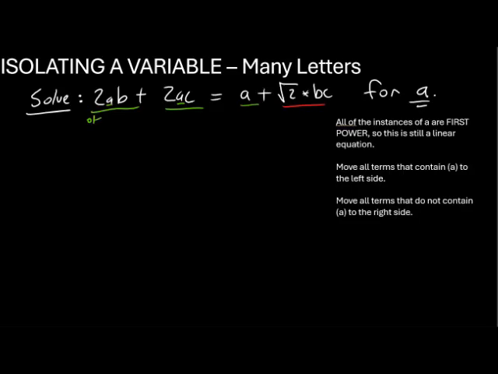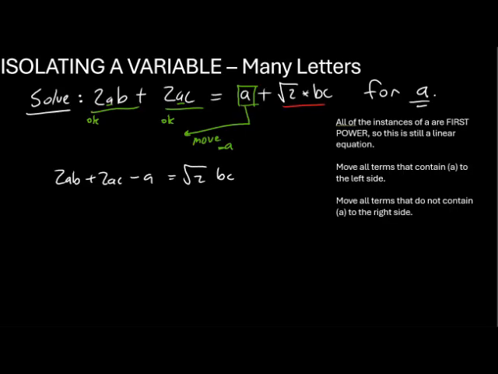2ab is okay as is, we will not move it. 2ac is okay as is because it's on the left, we don't move that either. However, the single a on the right does have to move. When we move it across the equal sign, it will change to negative a. Therefore, on the left we now have 2ab plus 2ac minus a. On the right, we still have square root 2bc.